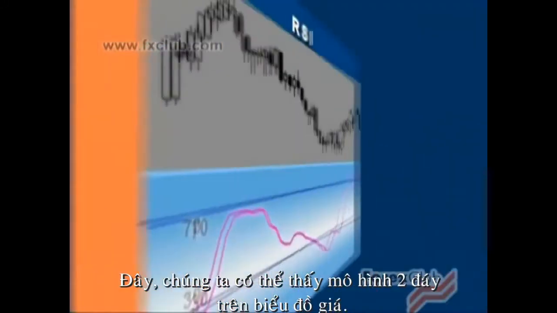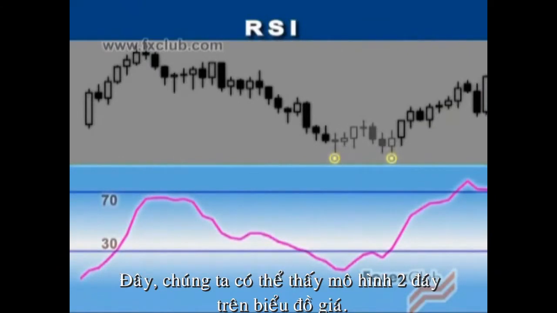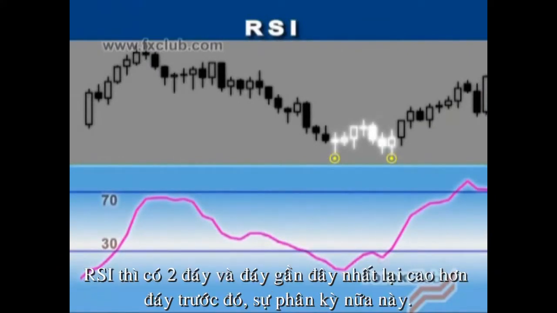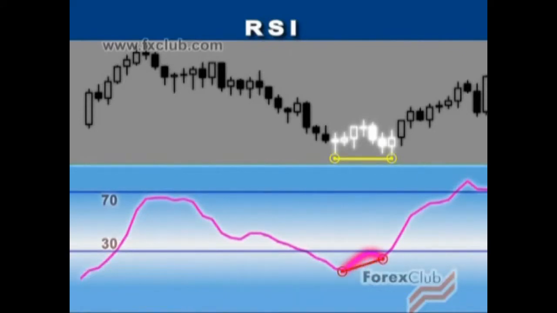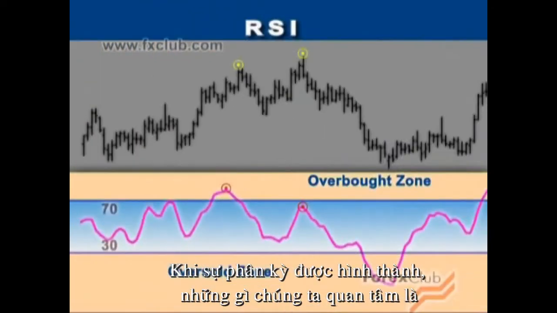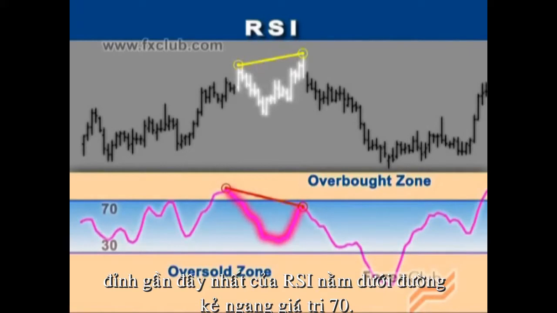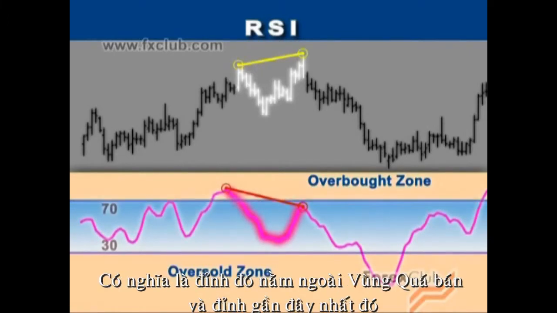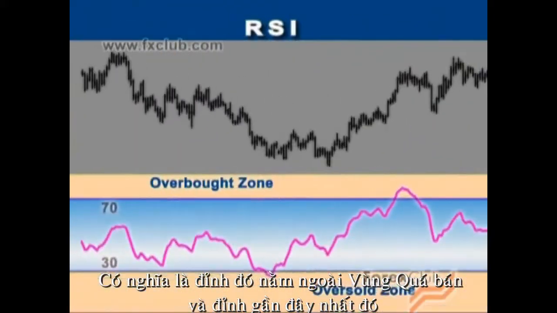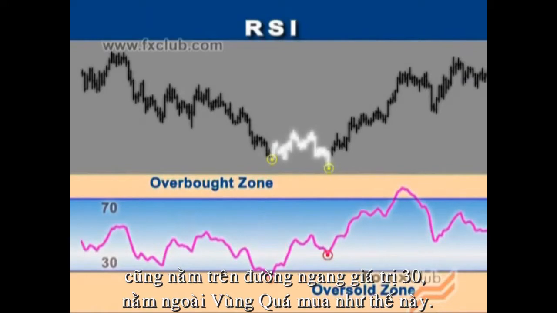Here we can see a double bottom on the price chart. RSI has formed two troughs and the last one is higher than the previous. Divergence again. When a divergence forms, what we really like is when the last indicator high is below the signal line of 70, that is outside the overbought zone, and also that the last trough of RSI is above the 30 line, outside of the oversold zone, like this.